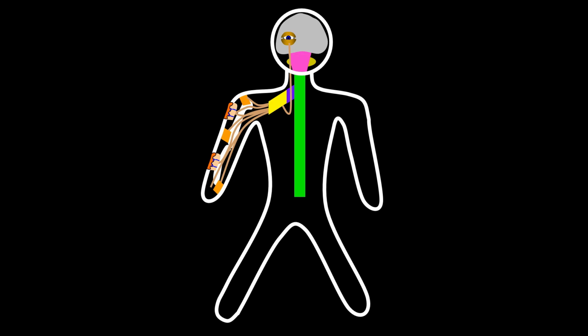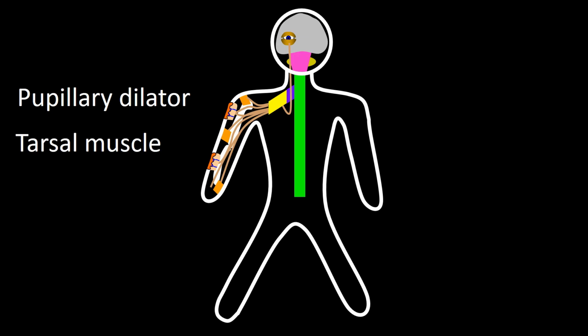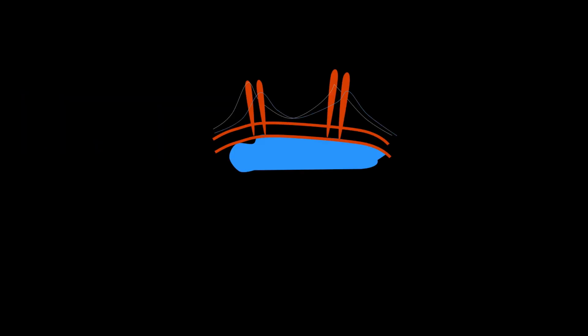But in addition to arm structures, sympathetic nerves from the brachial plexus also go to the eye, where they innervate the pupillary dilator and the tarsal muscle or muscle of Muller.